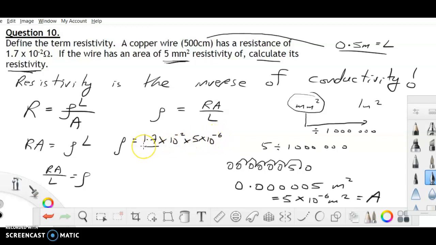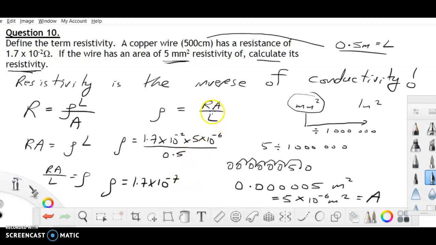So use your fraction key on the calculator and put all this stuff into it. So on top, you're going to have 1.7 by 10 to the minus 2 multiplied by 5 by 10 to the minus 6. Right, be careful with that. And downstairs you put 0.5, then equals, and we get a resistivity figure. Rho equals 1.7 by 10 to the minus 7, and the units then are going to be what?